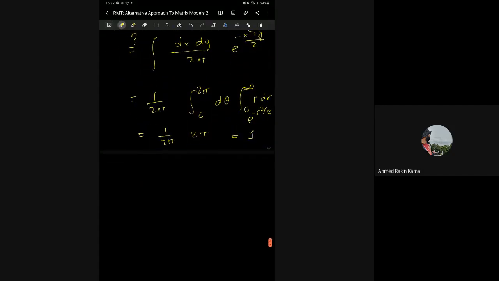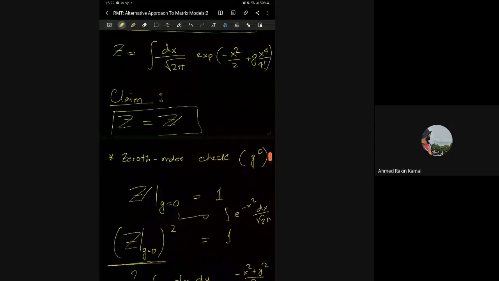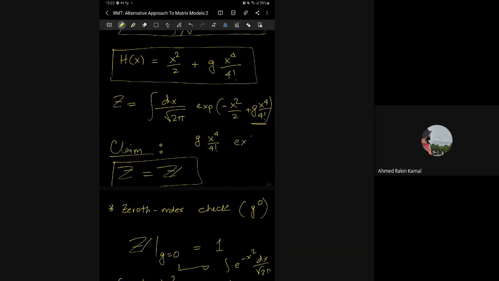Okay. So to prove the duality, we have to expand the integral. If you notice, we can expand this integral like this. For example, in powers of g, the first term is just minus x squared by 2. The second term would be g x^4 by 4 factorial and exponential of. I'm basically writing out the exponential series.